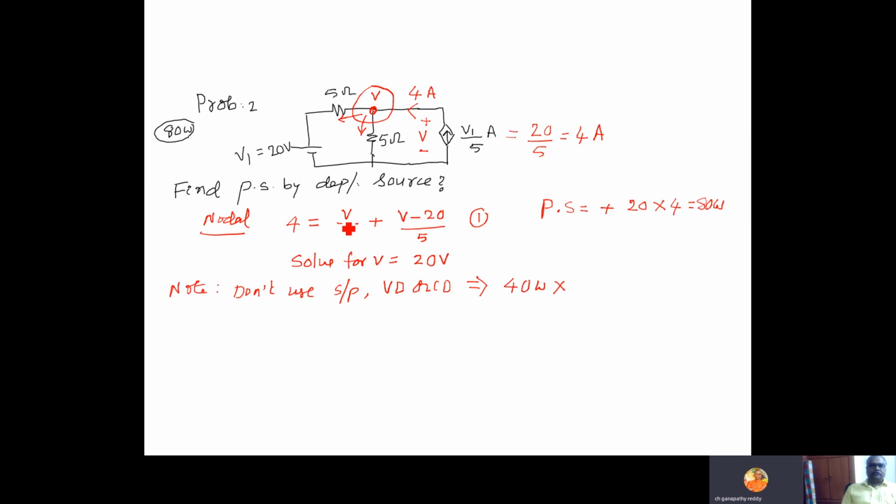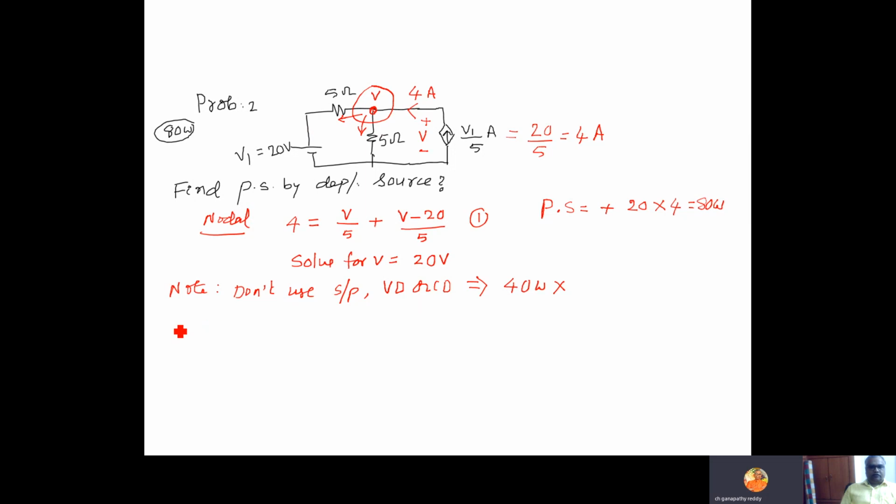Some students use voltage division. Looking from this source, they go like this. They think that 5 and 5 are in series. So 20 volts divides between 5 and 5, and there is a voltage of 10 here. If this is 10, V is also 10. Again, 10 into 4 is 40. So either way, you get the wrong answer.